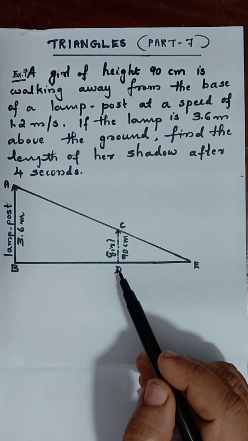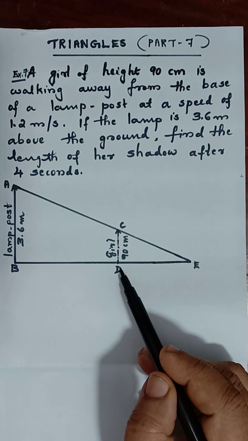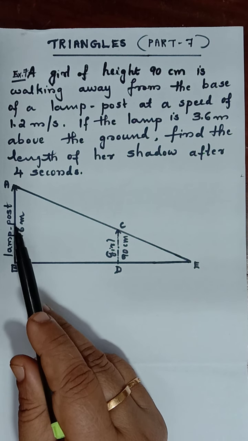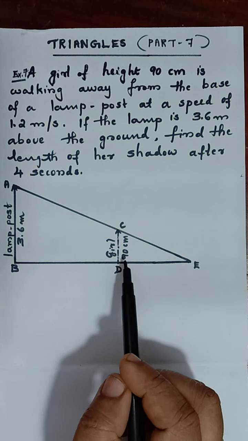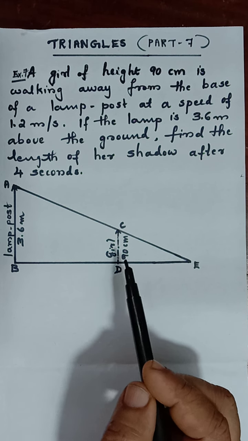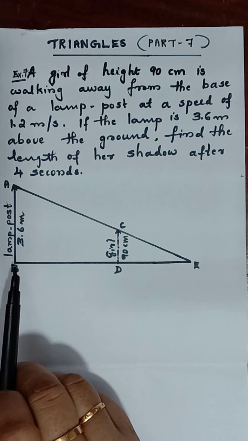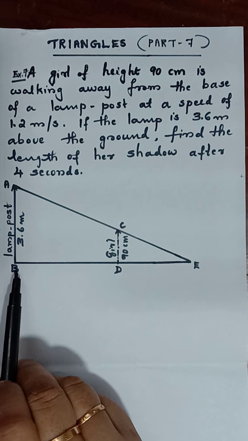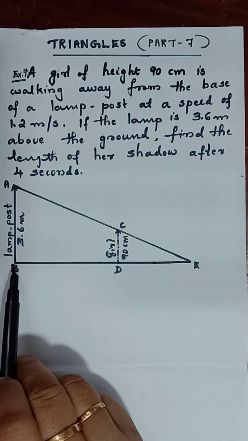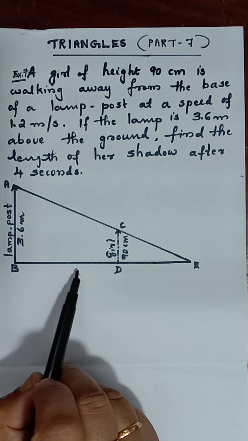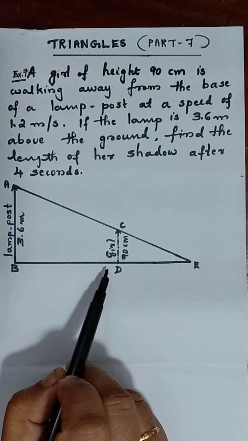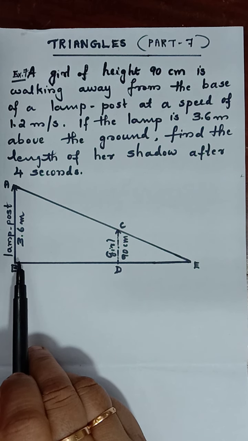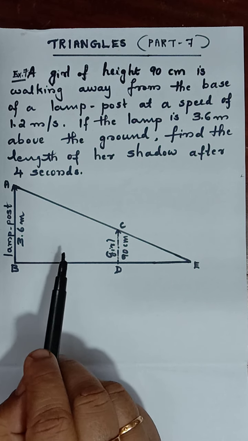It is shown by CD. Girl is represented by CD of height 90 centimeter, lamppost of height 3.6 meter. Be careful, one is in meter and one is in centimeter. And girl of height 90 centimeter is walking away from base of the lamppost. So first she was at B itself, the point B, then she is moving away from the lamp post. If the lamp is 3.6 meter above the ground, so lamp post height is 3.6 meter, find the length of her shadow after 4 seconds.